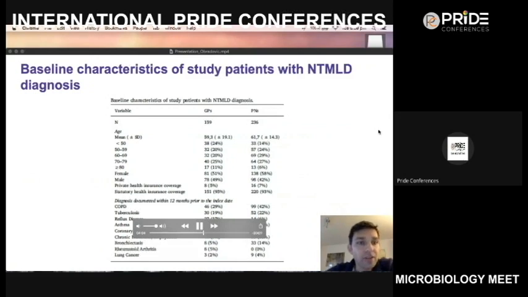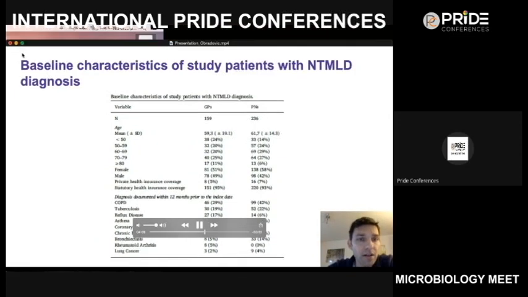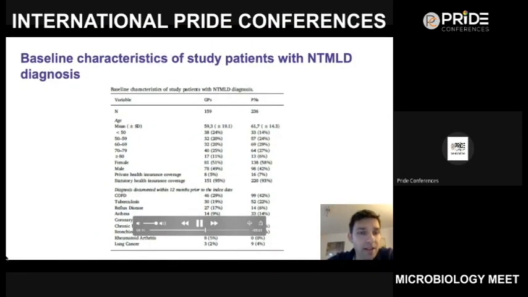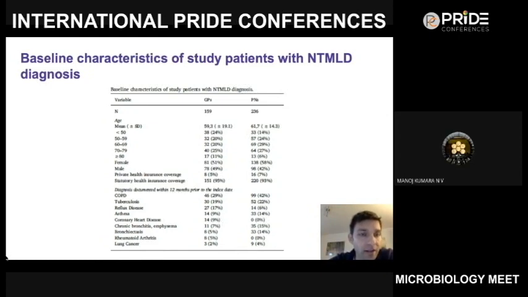The baseline characteristics of our patient population are shown in the table here. The mean age was approximately 60 years. What we could see is that the majority of patients already have some chronic lung condition, such as COPD, or they have tuberculosis, or bronchitis, or asthma. And the presence of those chronic pulmonary conditions is higher in patients that were treated by pulmonologists as compared to general practitioners.